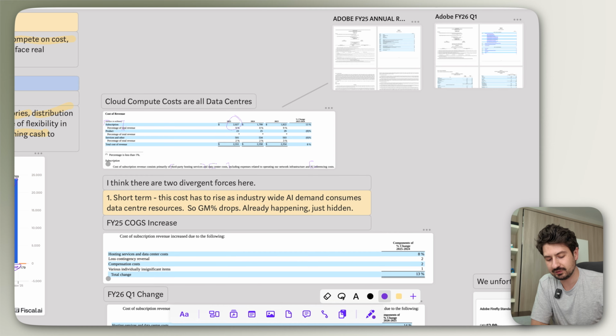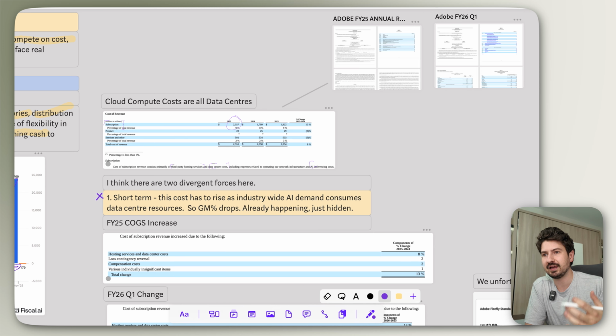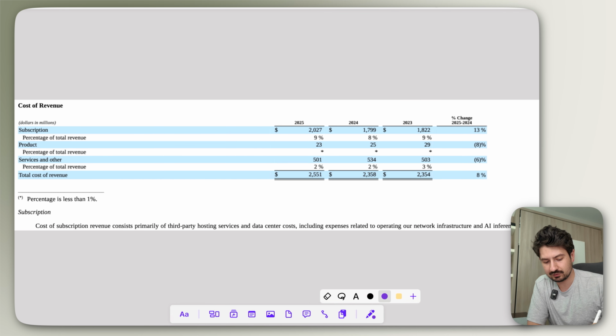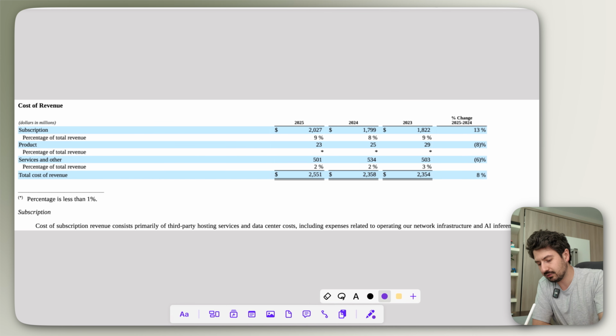I think first and foremost, in the short term, I would expect this cost to rise industry-wide as AI demand consumes the data center resources that are available. I imagine most of us have heard about the massive AI build out that's happening right now. And that's happening because there's so much demand for compute. And when there's a lot of demand for compute and you don't own that compute like Adobe, the price goes up.